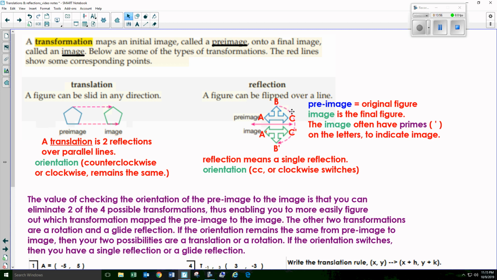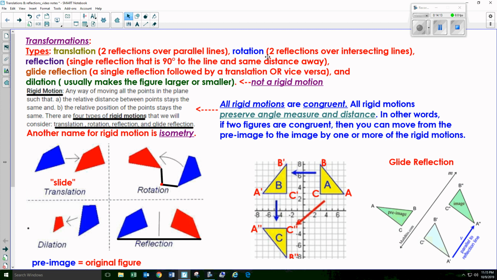It could have started, I could put the A, B, and C here, and then it would have been counterclockwise for the pre-image, but then the image would have become clockwise. Okay. So if there's an even number of reflections, and remember, we're talking about translation and a rotation, both of these have 2 reflections, so there's an even number of reflections, the orientation will stay the same.